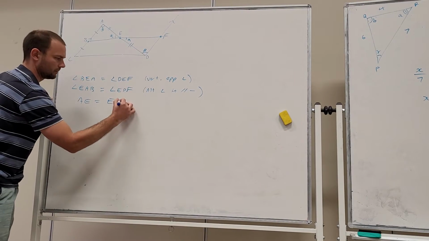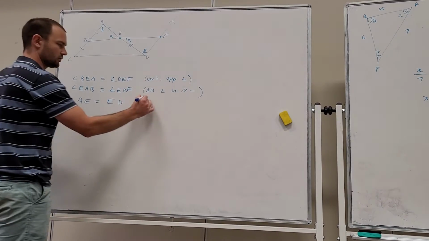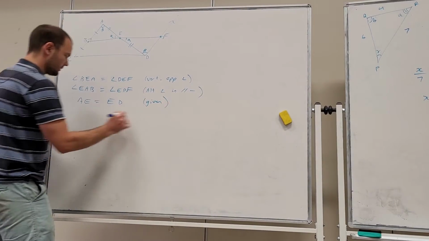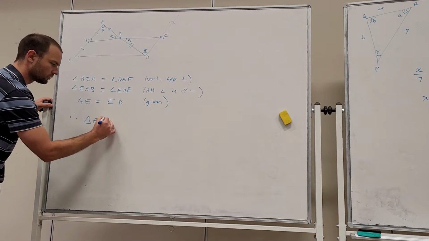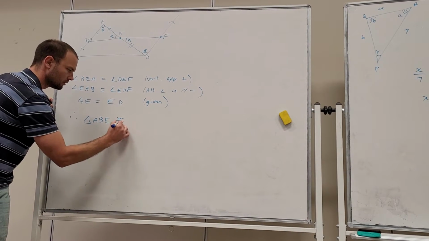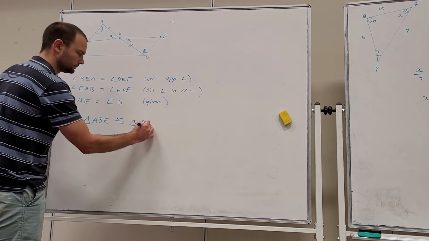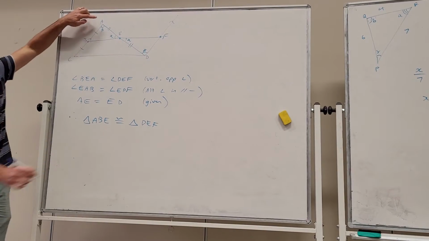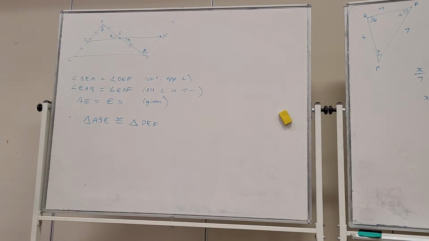ED, thank you. Yeah, got my angle beta there. Thank you, Maddie. AE equals ED. That's given to us. And so therefore, triangle ABE is congruent with triangle DEF. This triangle here and this triangle here, they're the same size and they have the same internal angles.